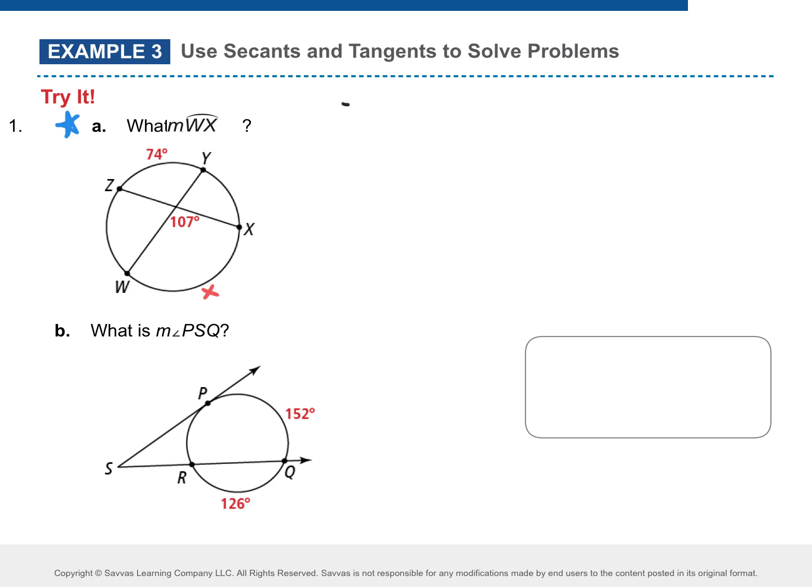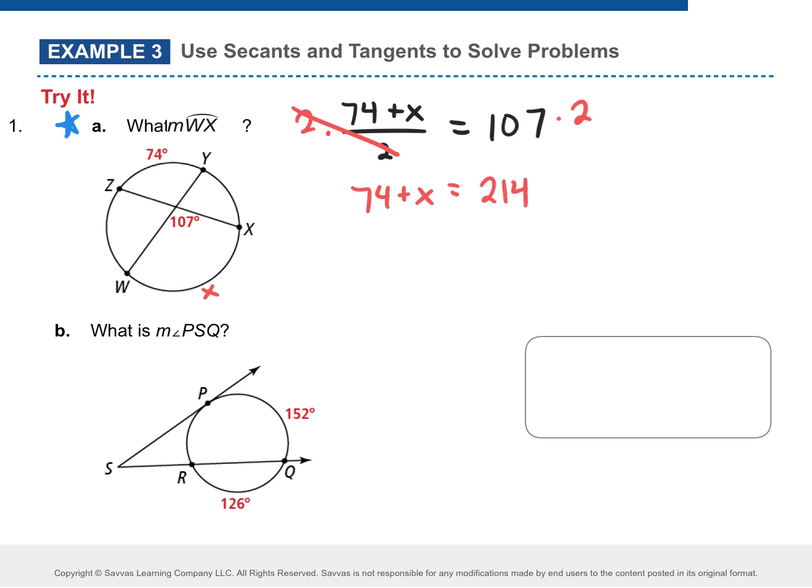We find the average, right? So we take 74 plus x divided by 2. That would give us this angle on the inside, so 107. That's what we would normally do to find that missing angle. But now, what I have set up here is an algebra problem. So we don't like fractions. How do I get rid of that 2? Multiply by 2 on both sides. That cancels this side out. So I have 74 plus x equals 214. And then my last step here, subtract 74. So I end up getting x equals 140.